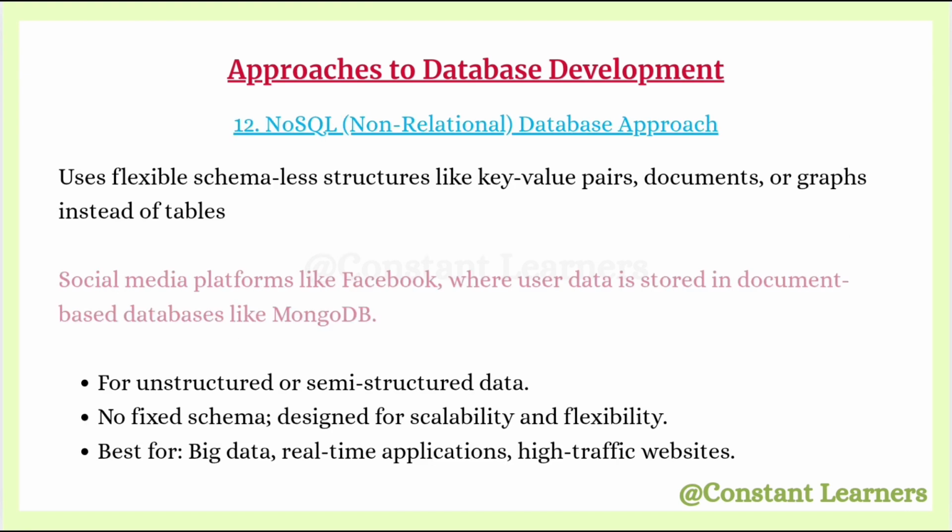Next up is NoSQL or non-relational database approach. It uses flexible schema-less structures like key value pairs, documents or graphs instead of tables. So it depends upon what kind of data we are storing. Social media platforms like Facebook, where user data is stored in document-based databases like MongoDB. It is mainly used for unstructured or semi-structured data because it has no fixed schema. It is designed for scalability and flexibility. It is best for big data, real-time applications and high-traffic websites.